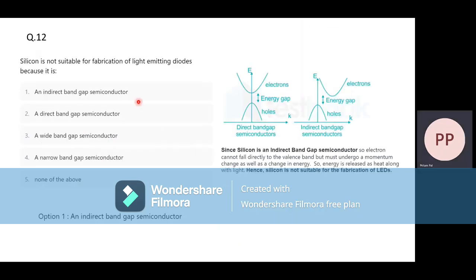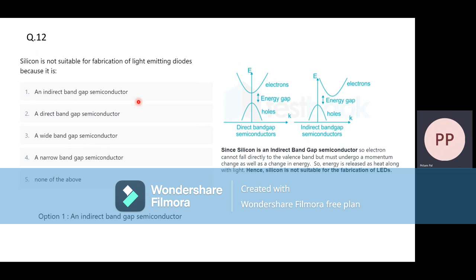Silicon is not suitable for the fabrication of light emitting diodes. What is the reason for this? Options are given. The first one is that it's an indirect bandgap semiconductor. Second is a direct bandgap semiconductor. Third is a wide bandgap semiconductor, and fourth is a narrow bandgap semiconductor. And fifth is none of the above is applicable. So what is the right answer?